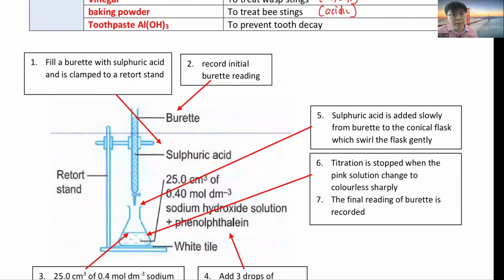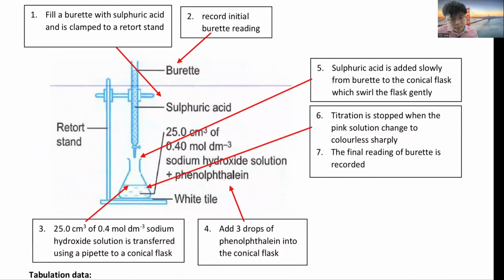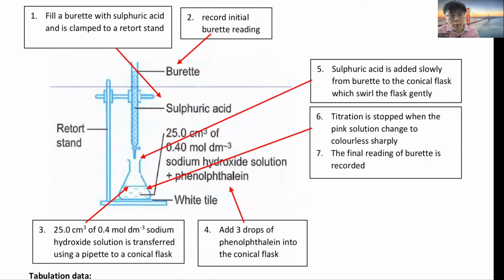So this is the experiment. Just in case they ask you to describe how to conduct the experiment for neutralization titration, this is the first thing. Fill up the burette with sulfuric acid. Then clamp it on the retort stand. Then record the initial reading.